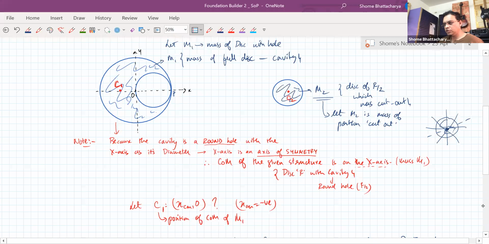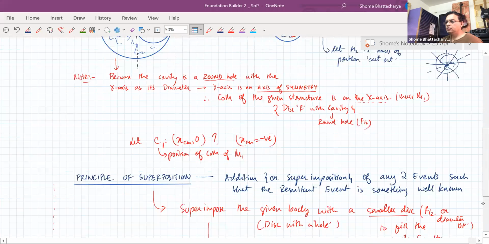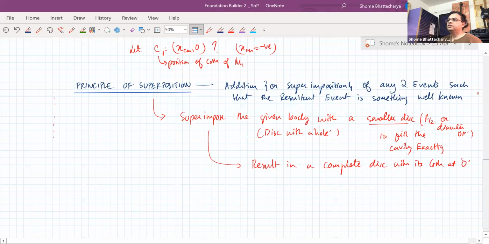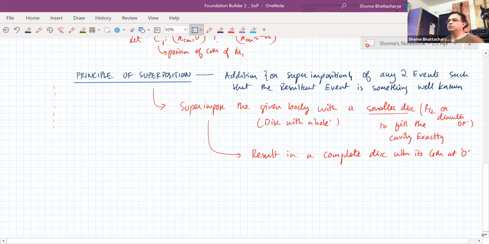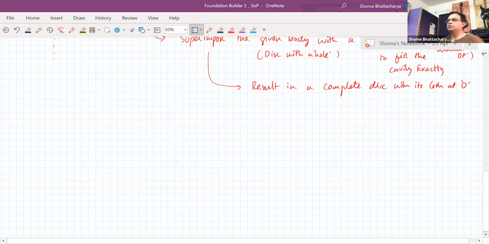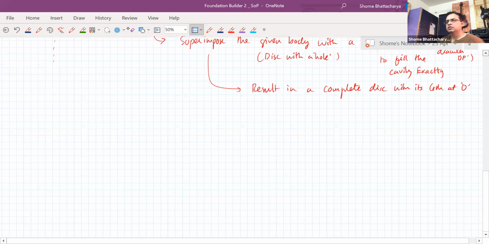Done, sir. Okay. So you can just note down the general idea of principle of superposition, or just make sure you understand the meaning of the statement here. And then we will see how we will apply this next.